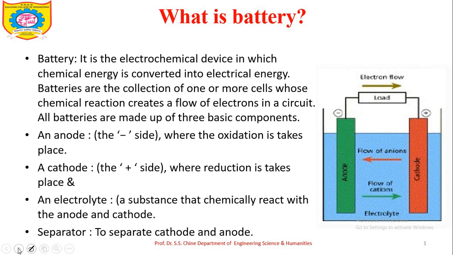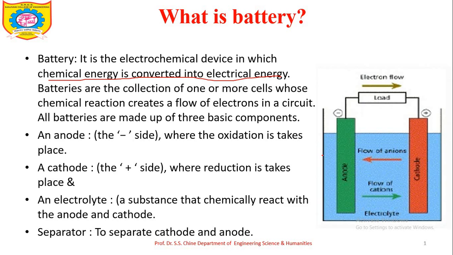So batteries are nothing but electrochemical devices in which chemical energy is converted into electrical energy, and these batteries are a collection of one or more cells whose chemical reaction creates a flow of electrons in a circuit.